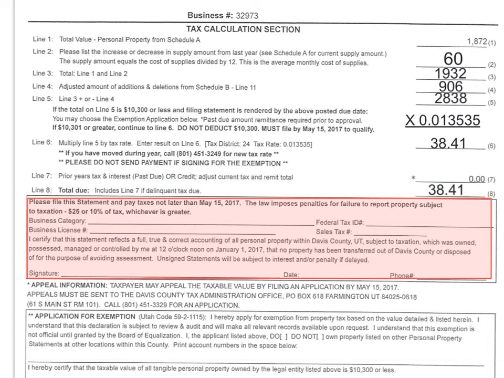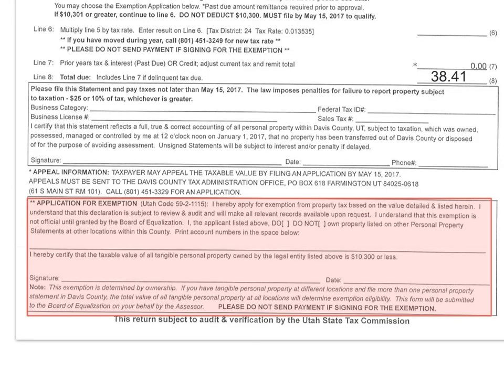All filers, whether you are claiming the exemption from tax or not, need to complete the box that is highlighted here, right below line 8. Be sure to include your signature, the date, and a current phone number where we can reach you. Again, if you are claiming the exemption from tax, please remember an exemption from tax means you do not owe the tax. Please do not send money.